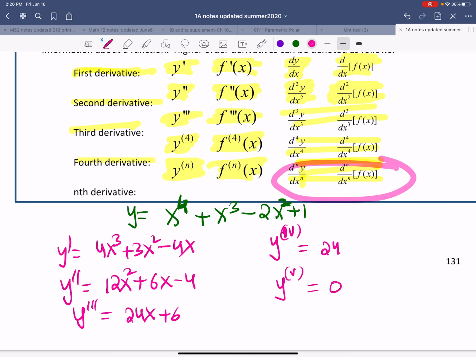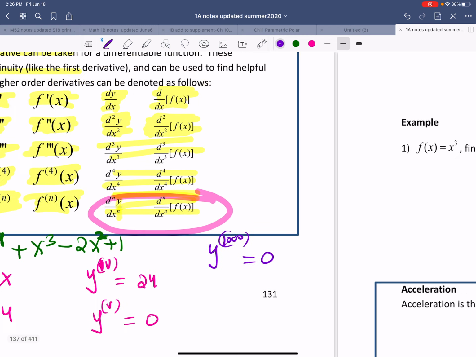So whatever the degree of the polynomial, that's how many derivatives will occur. Beyond that degree, all the derivatives will be 0. If I ask you to find the thousandth derivative here, that is going to be 0 for this function. For rational functions, the derivatives are never going to be 0, but for polynomials, only as many derivatives will occur as the degree of the polynomial. Beyond that, the derivatives will not occur.